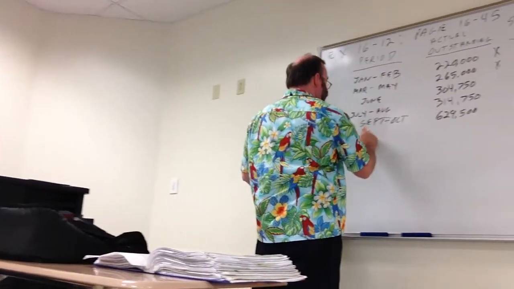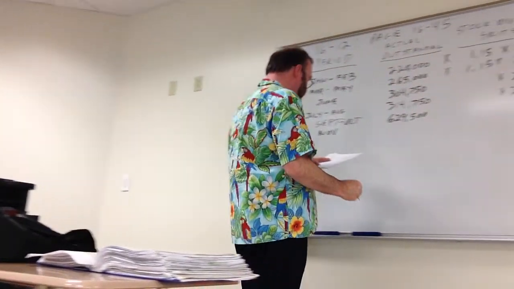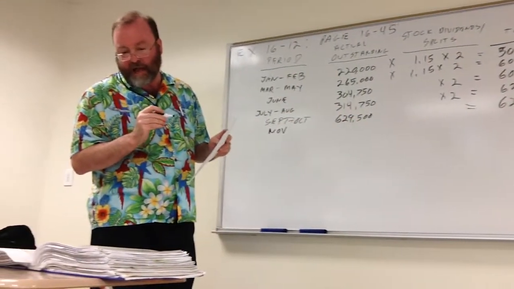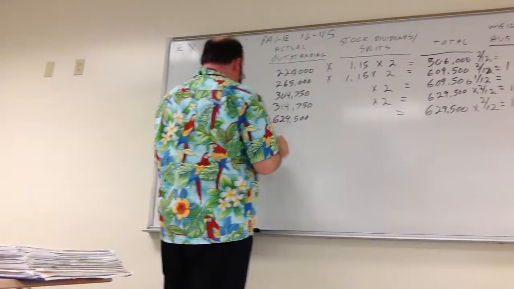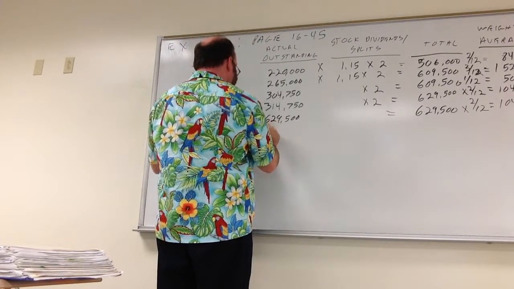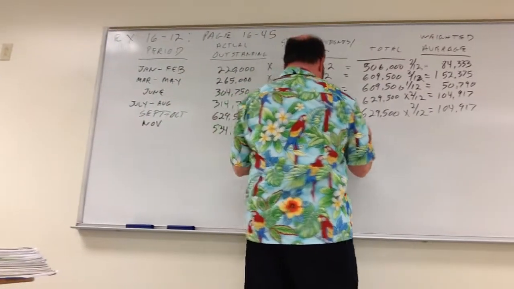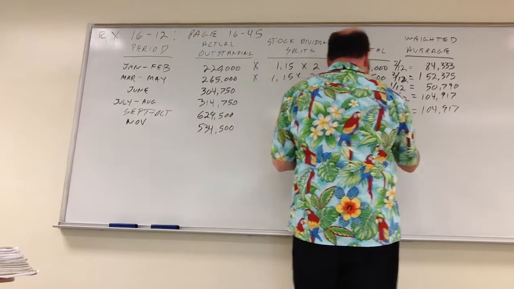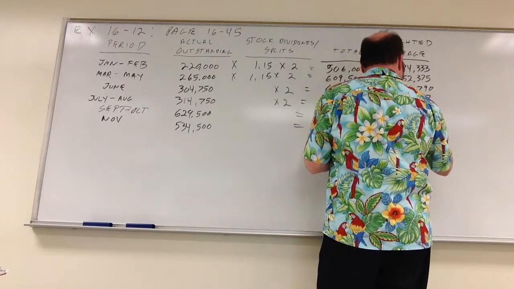Then for the month of November, we buy back 95,000 shares on October 31st. So subtract 95,000 from the 629,500, we get 534,500. And that's going to be for 1/12, or 44,542.